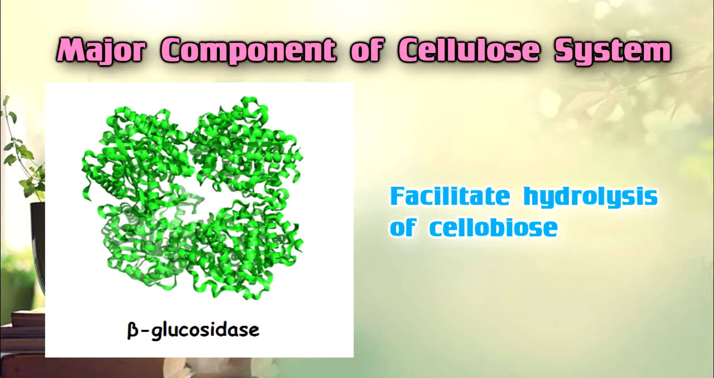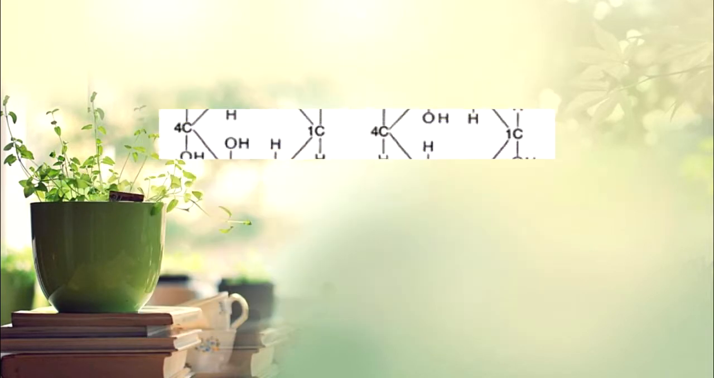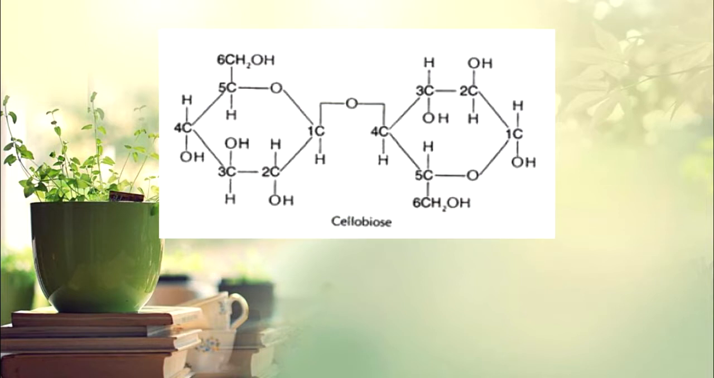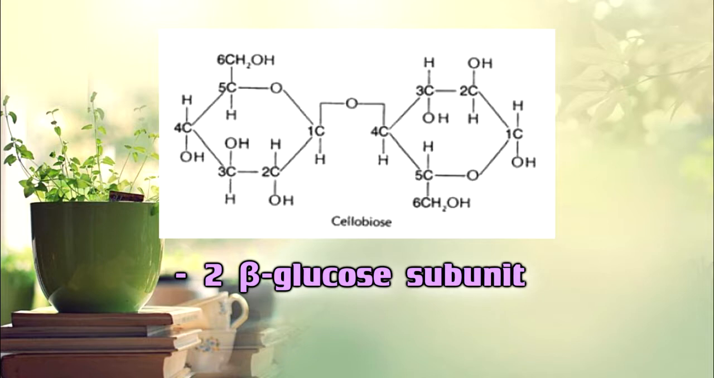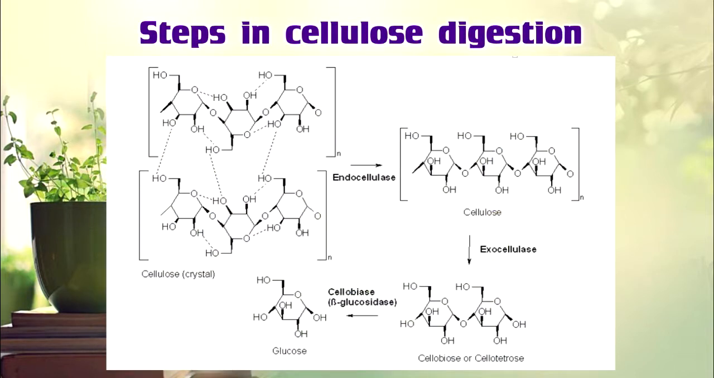Before we go into the detail of the cellulose breakdown process, let's have a glossary check. What is cellobiose actually? Cellobiose is part of cellulose, but it consists of two beta-glucose molecules which make up a disaccharide. Now, let's discuss the steps involved in the cellulose digestion process.